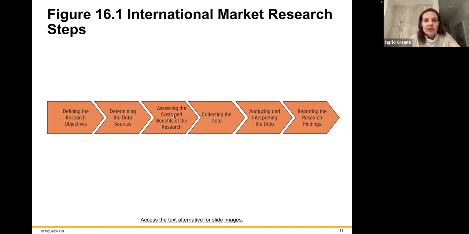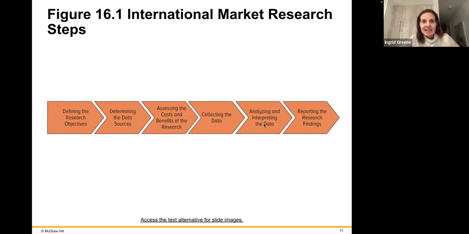That moves us into the next one, assessing the costs and benefits of the research. So how much money do you have to do the research? That really will determine if you're going to do primary or secondary research. Next is collecting the data, going out and finding the data, doing your interviews if that's something that you want to do, and analyzing and interpreting the data.